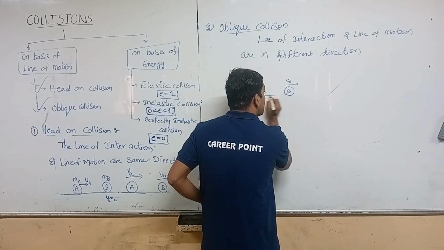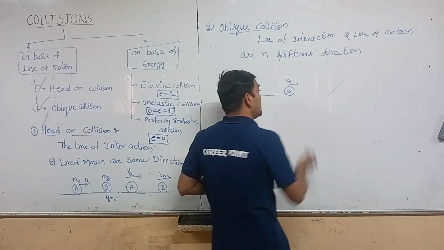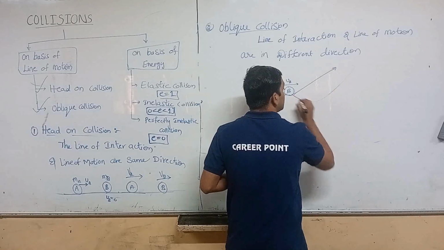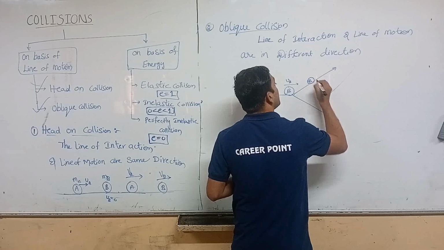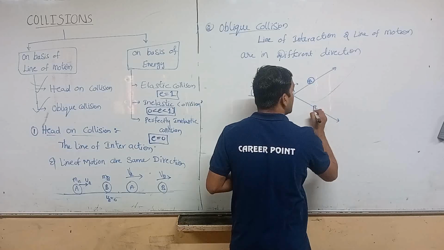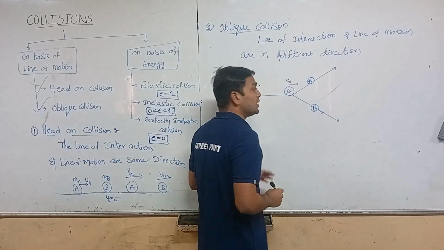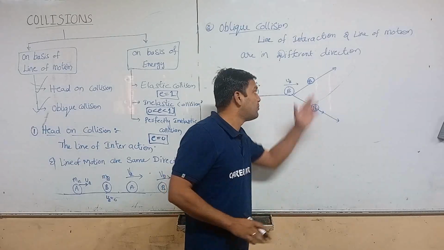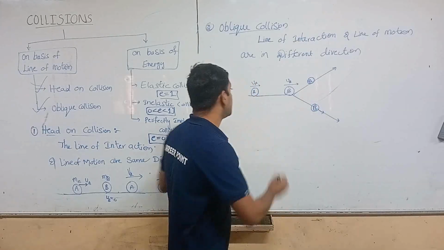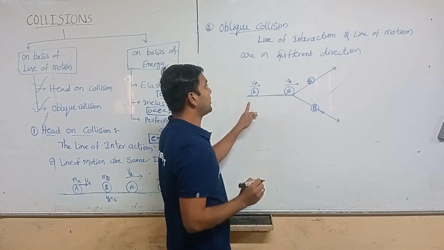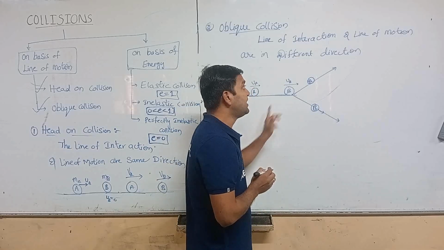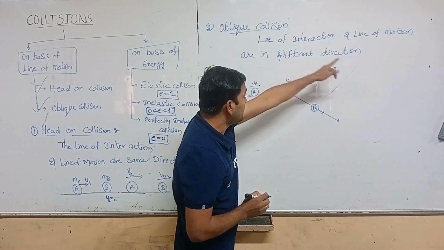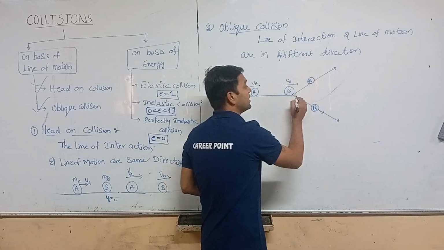After the collision, object A may move in this direction and B may move in this direction. So the direction of motion is changed. The line of interaction is in this direction, and the line of motion of the objects is changed.